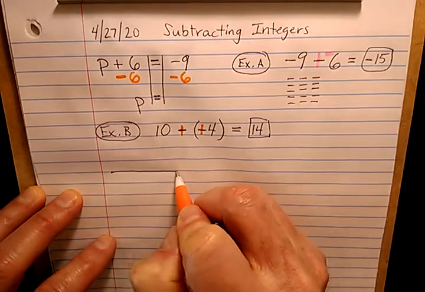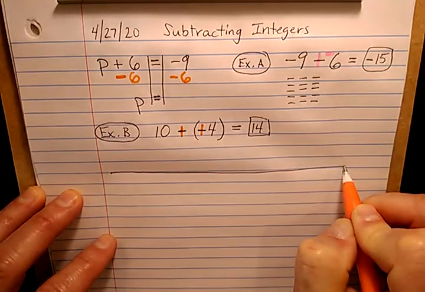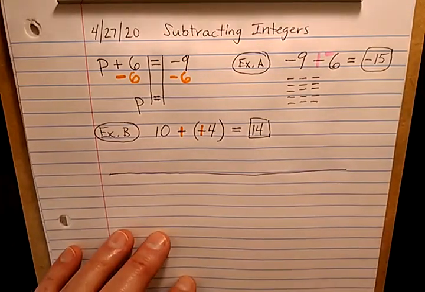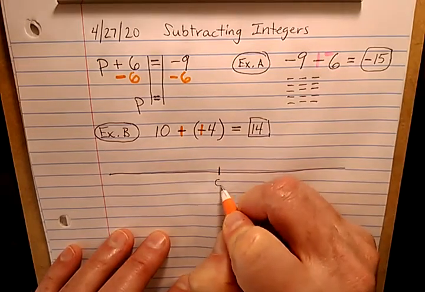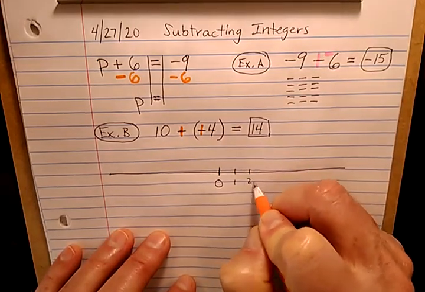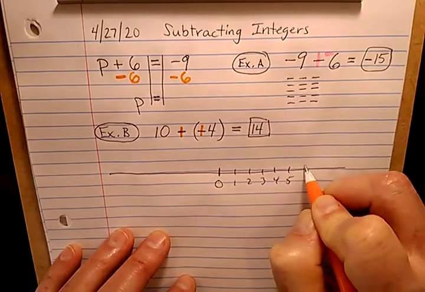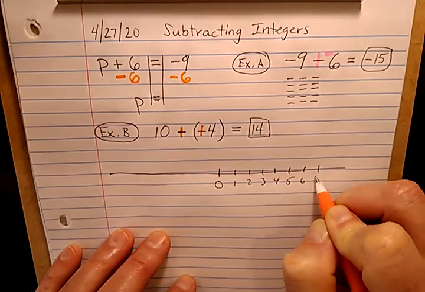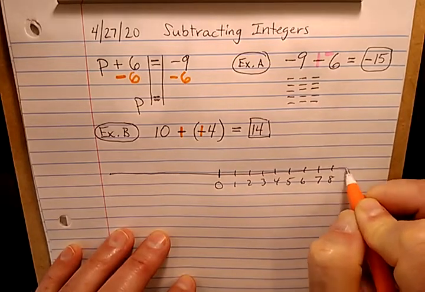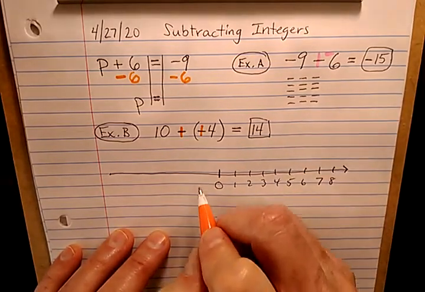Go ahead and draw a number line here so I can explain why we change this to addition the way we do. We have 0, 1, 2, If I'm going too fast for you, you can pause your video to complete your number line and then start when you're ready.